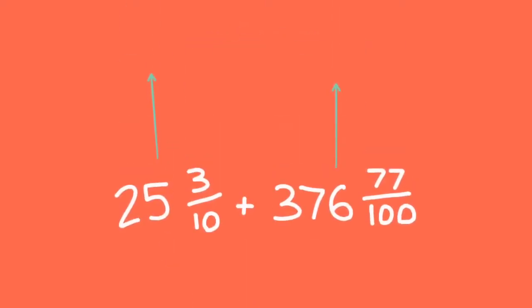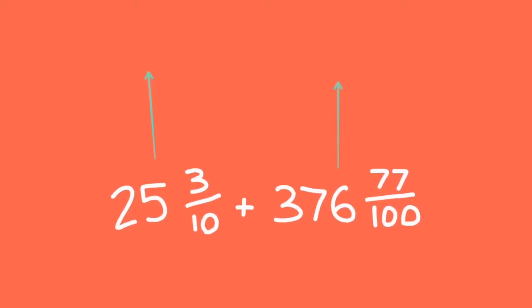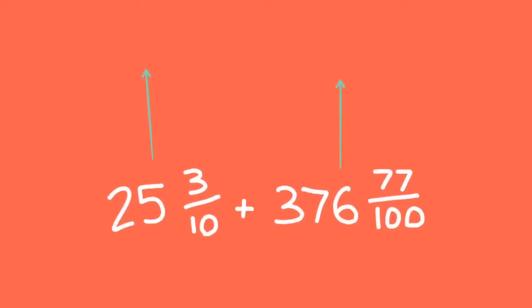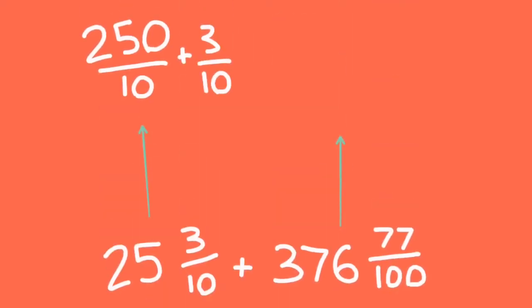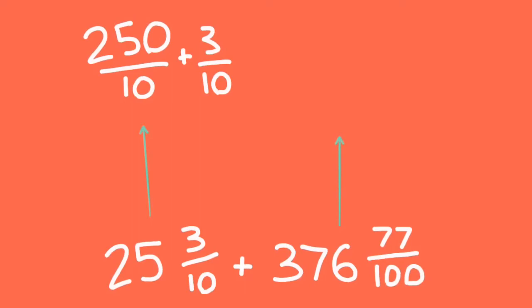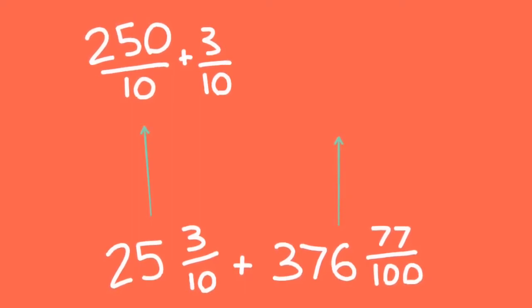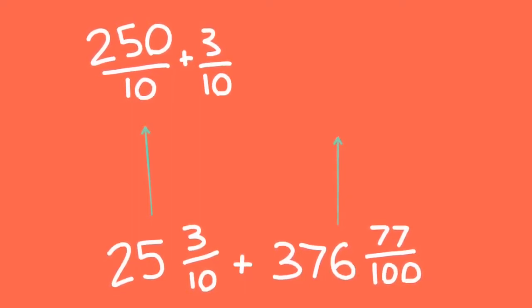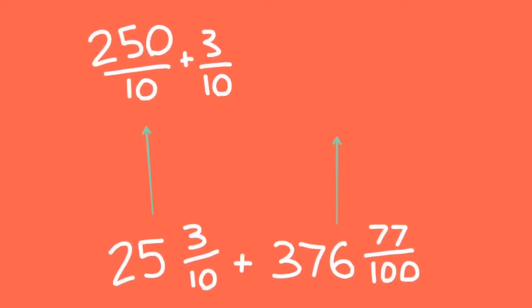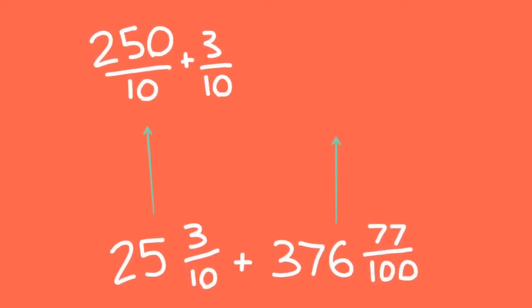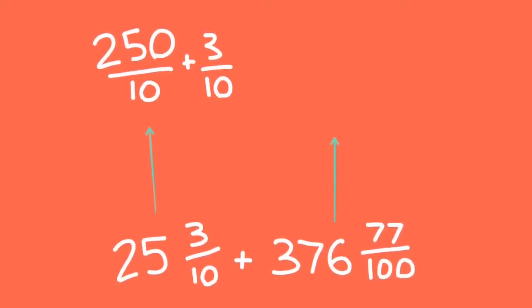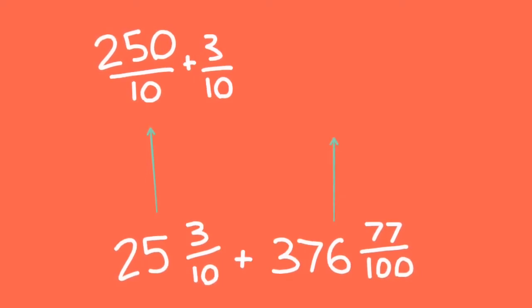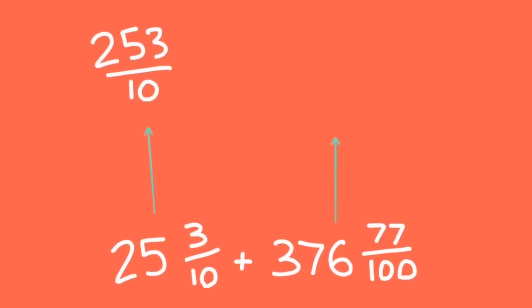Now I said there were 2 different ways we could add these mixed numbers. The first way was to turn them into decimals. This second way is to turn them into improper fractions. So 25 and 3/10 would look something like this. How would I turn 25 into tenths? Well, I multiply 10 by the denominator, since there's only a 1 there, and 10 times the numerator, which is 25, so I'd have 250 tenths plus those 3/10, which would equal 253 tenths.